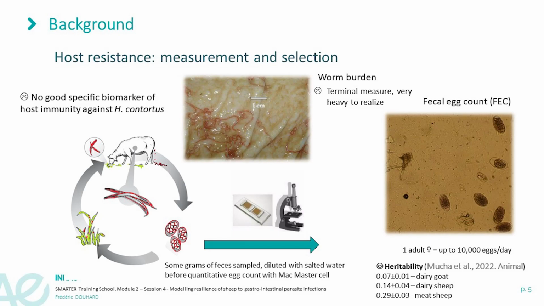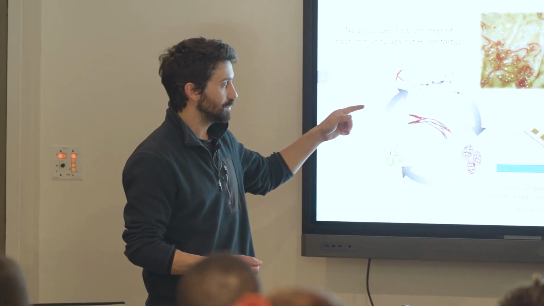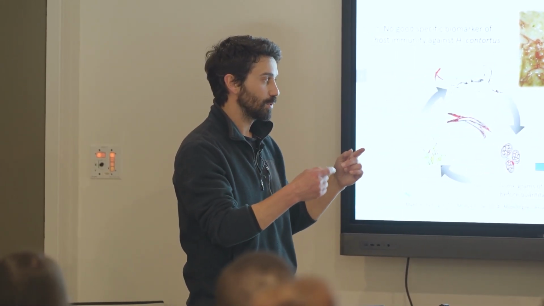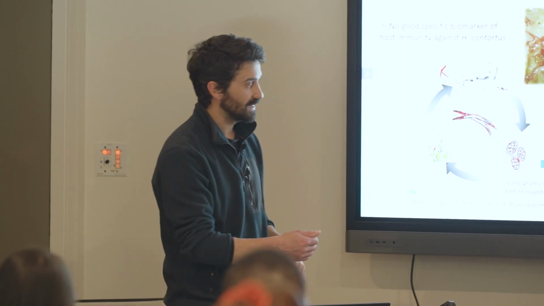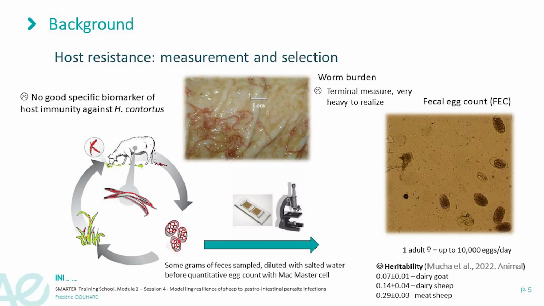Fecal egg count is very interesting because it's very sensitive. With just one adult female in the sheep, you can have an excretion of up to 10,000 eggs per day. Haemonchus contortus is very prolific, so it's very easy to identify the presence of Haemonchus for a sheep.